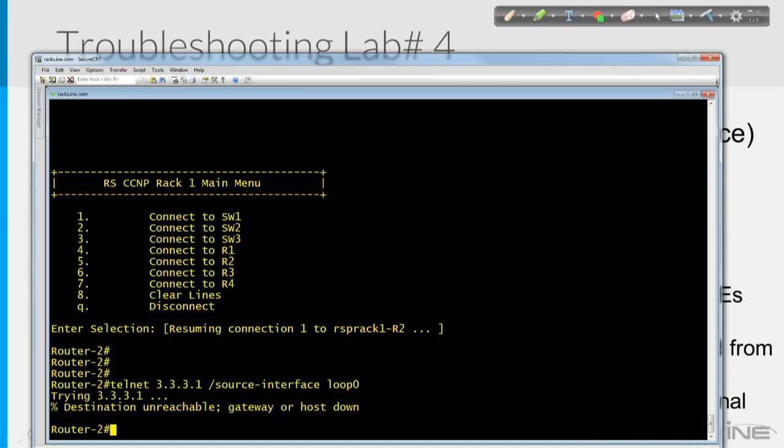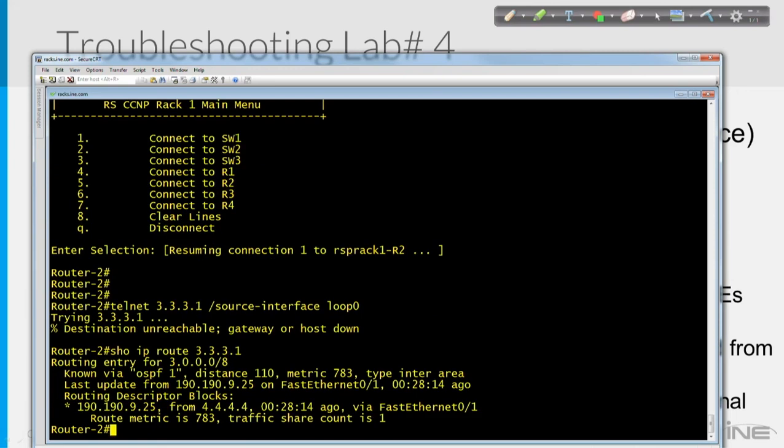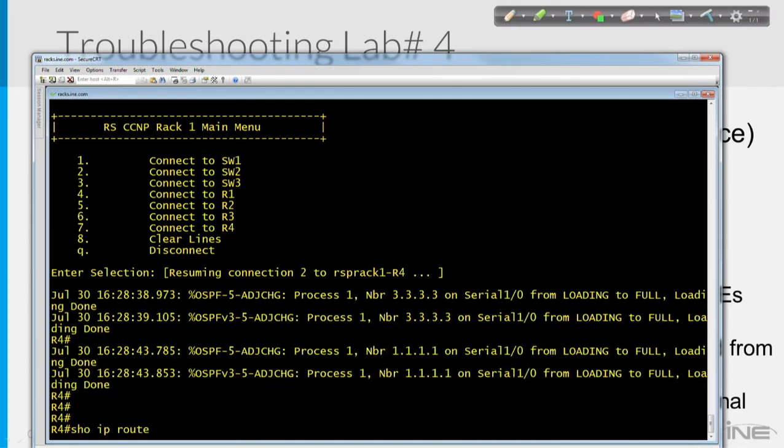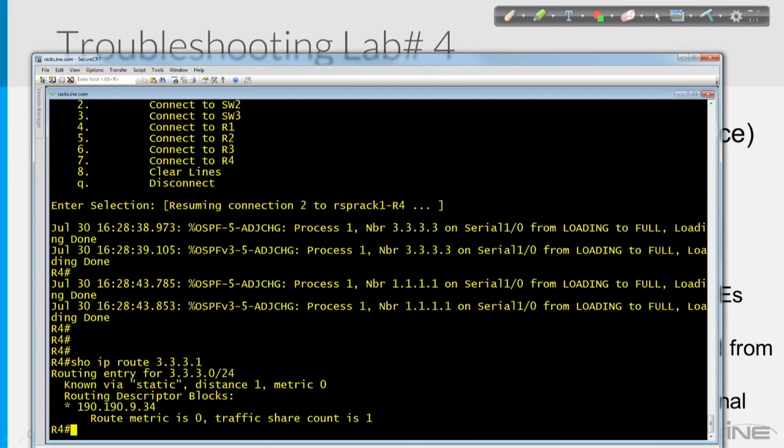Okay, starting at layer 3 again, which is my preference. See if we have a route to that destination. And we do. Okay. Next, our route was learned from 9.25 on FastEthernet 0/1. That is router 4. So let's see if router 4 has a route to that destination. And he does. Now he has a static route pointing at 9.34. That is the correct next hop.